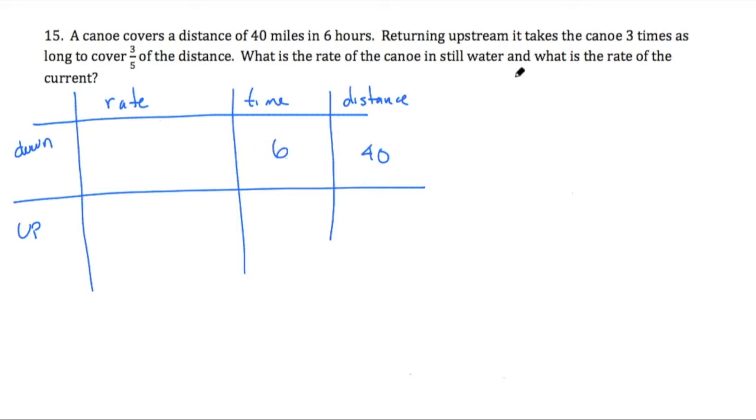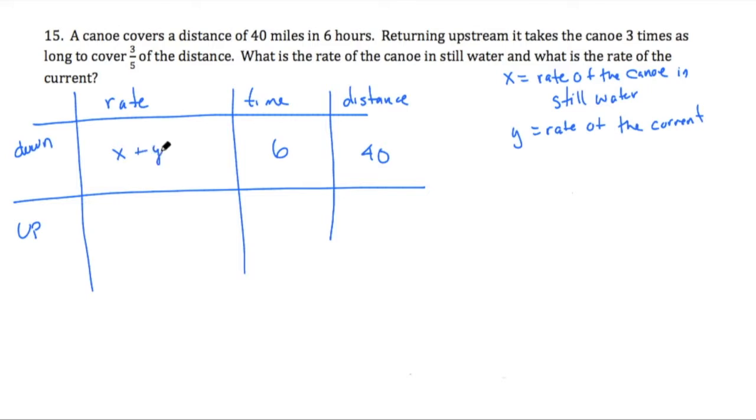Oh, what did I forget to do? Forgot to define our variable. So let's let x equal the rate of the canoe in still water, and y equal the rate of the current. So here we've clearly changed from air to water currents since we're in a canoe. So the rate downstream here is going to be both the x and the y added together because they are helping each other to go faster downstream.